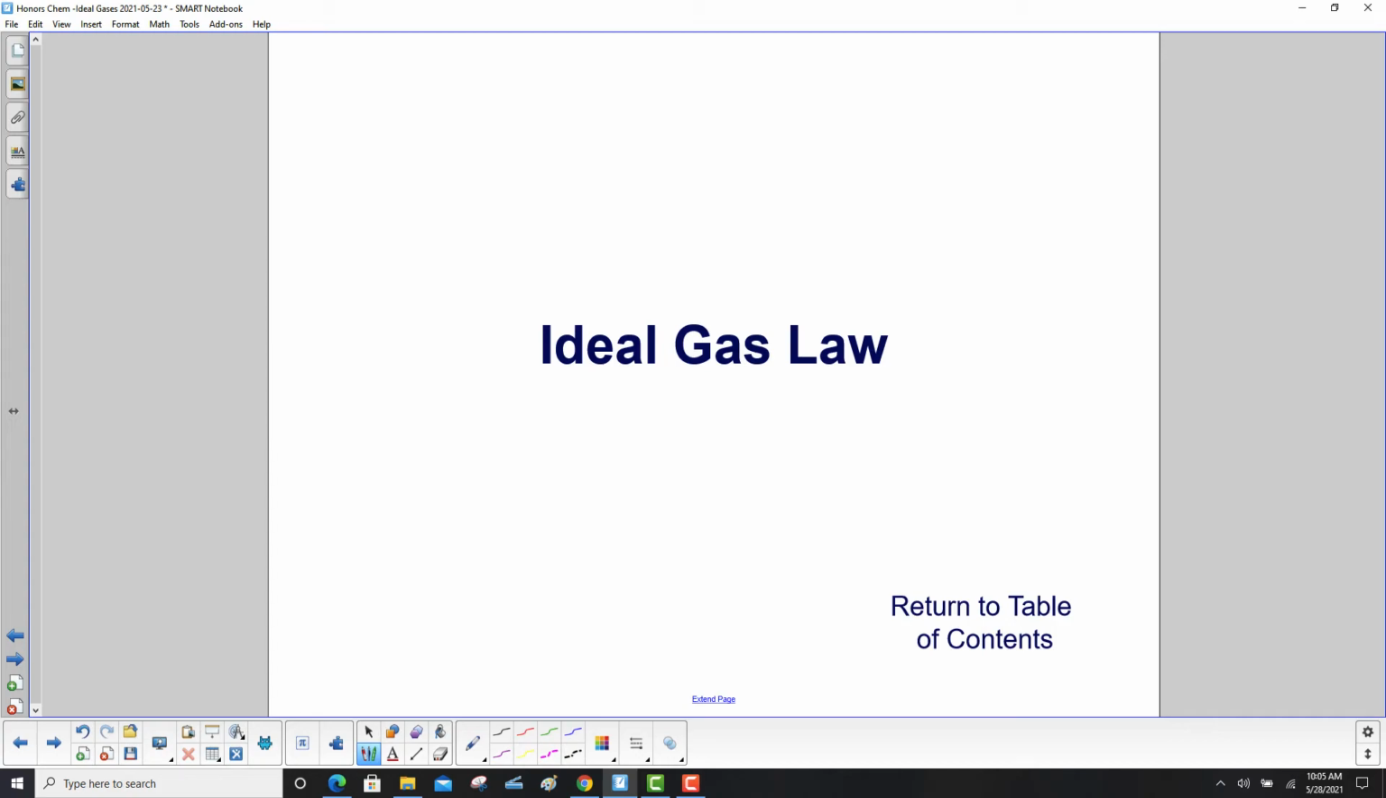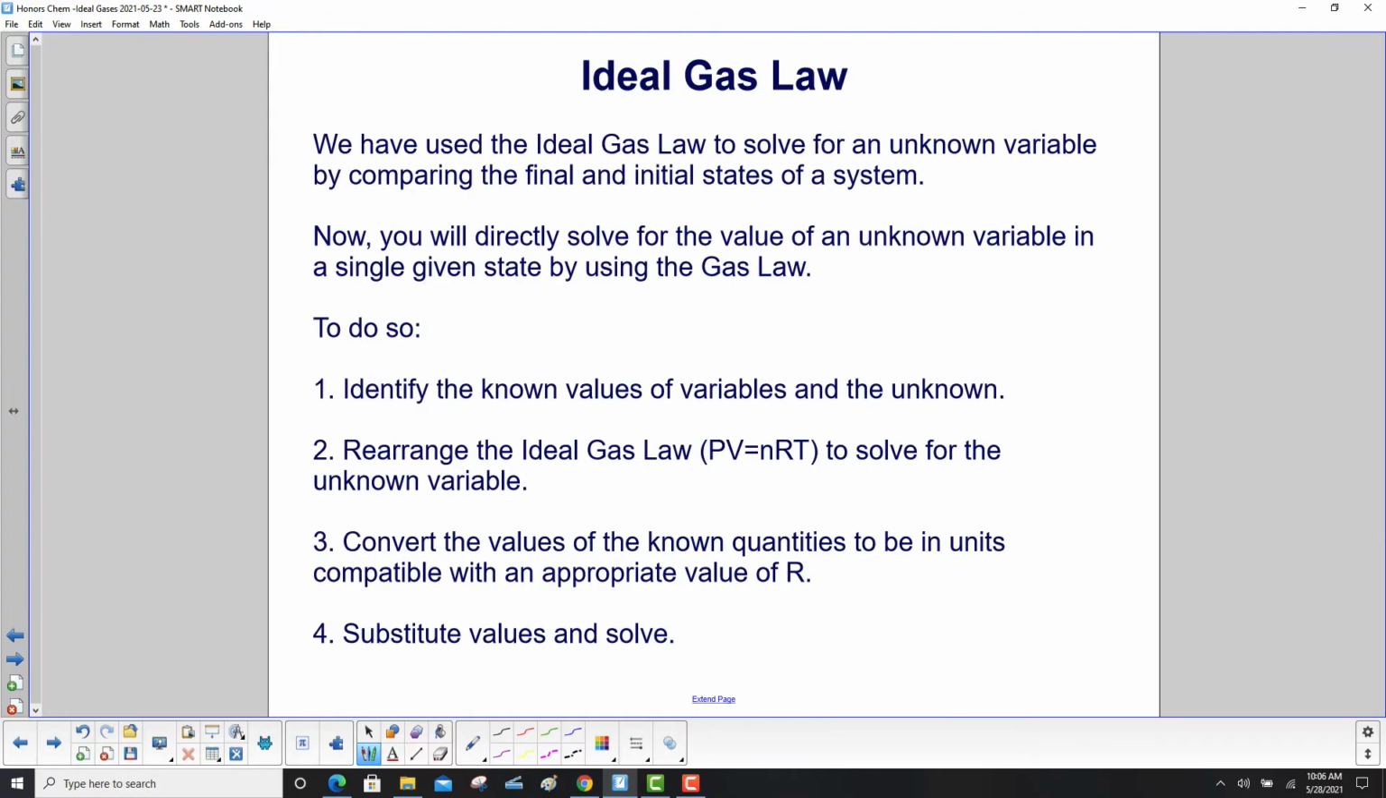Ideal gas law. We've used the ideal gas law to solve for an unknown variable by comparing the final and initial states of a system. Now we can directly solve for the value of an unknown variable in a single given state. There we had final and initial states.